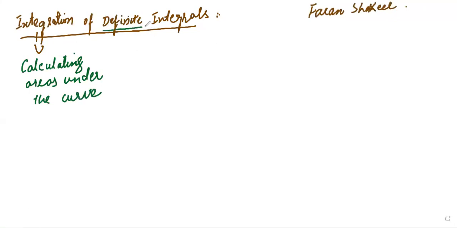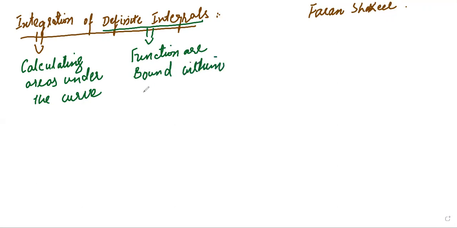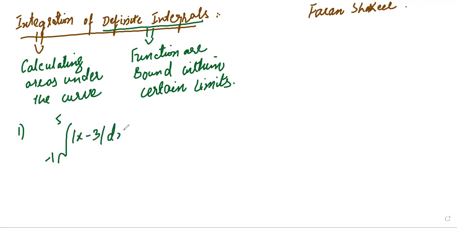और definite integrals basically वही functions हैं जिन्हें आप इंटीग्रेट करते आए हैं, but these functions are bound within certain limits. Okay. So, for example, हमारे पास एक function है bounded between the limits, lower limit is minus 1 and the upper limit is 5, and the integral of x minus 3 into dx.